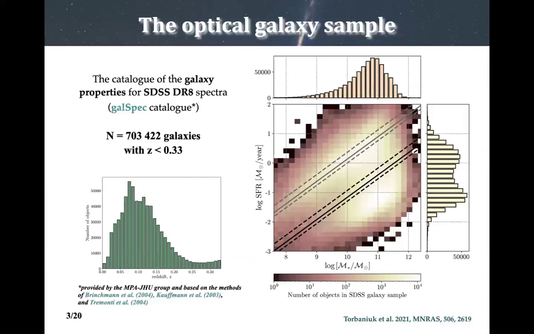So what do we do? To retrieve the host galaxy properties, we are using the optical galaxy sample from SDSS DR8. It's the very famous Gauss catalog, which has spectroscopic star formation rates and stellar masses for more than 700,000 galaxies. The redshift is local, or almost local, less than 0.33. And if we plot the star formation rate versus stellar mass diagram for this sample, we see the very familiar shape.